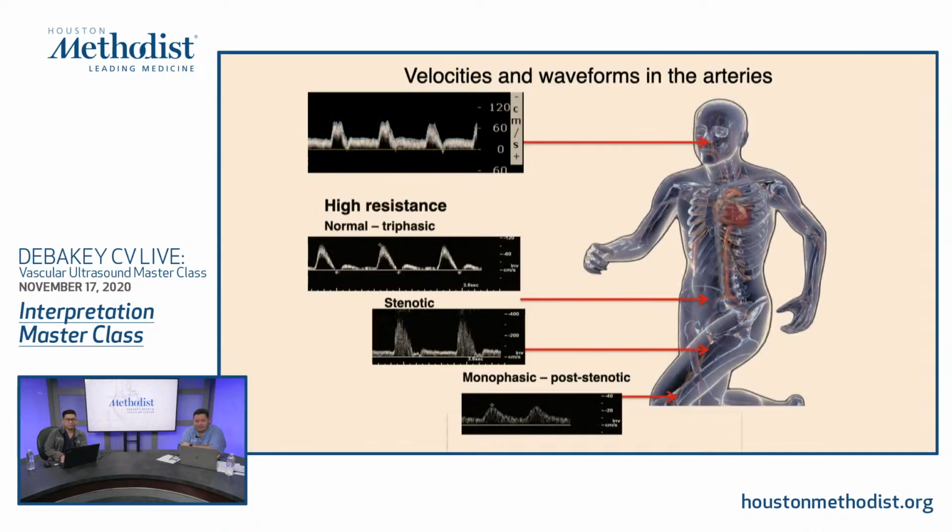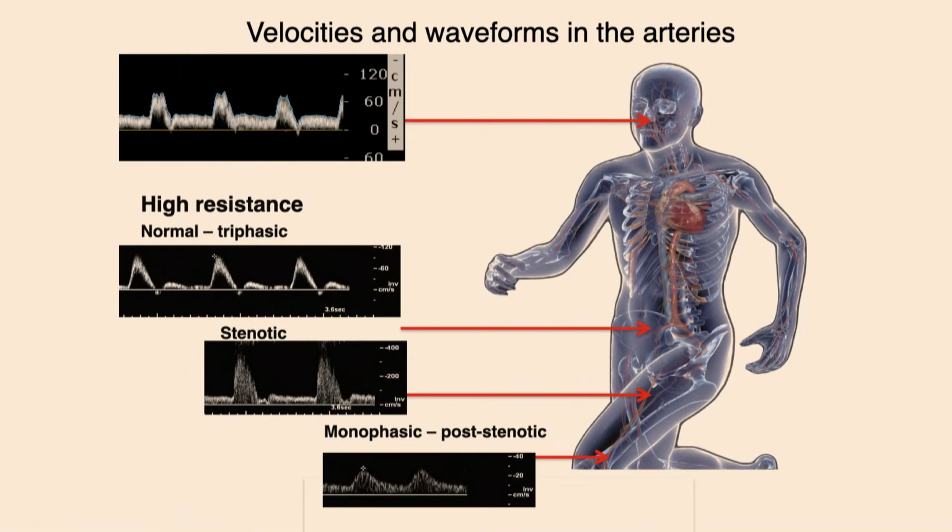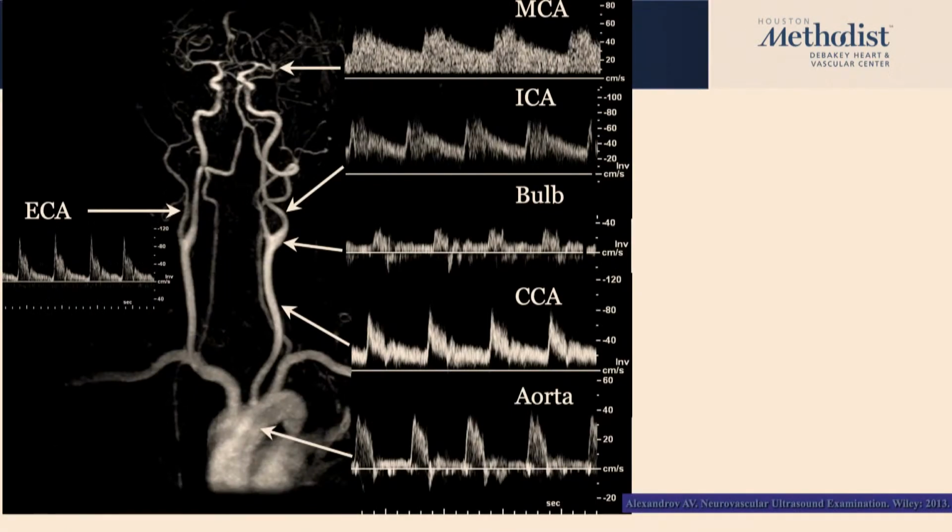Also, today, as usual, we just would like to talk about waveforms. And the waveforms will be a story of these cases we are going to discuss today. I would like to reference one of my favorite articles by Dr. Alexandrov, in his book, also published in the Journal of Neuroimaging. It shows how the waveform changes from the aorta to the common carotid, to the bulb, to the ICA, and the different waveforms you're going to see.